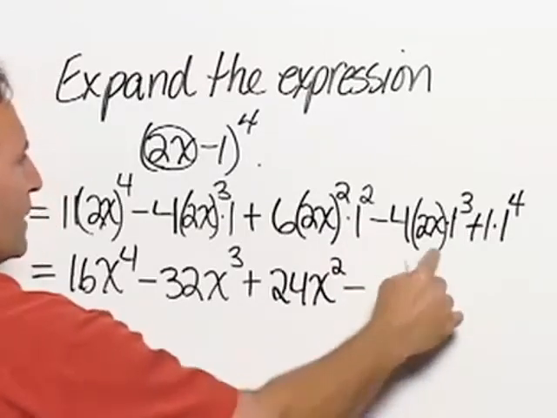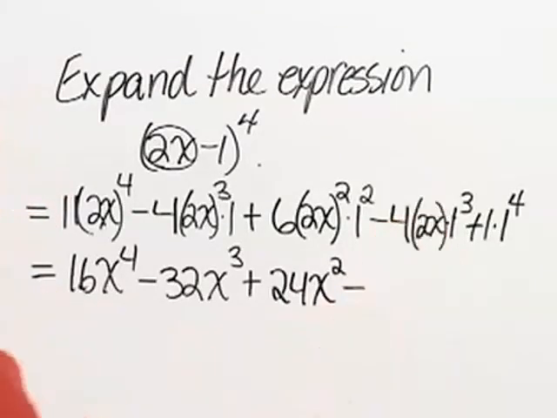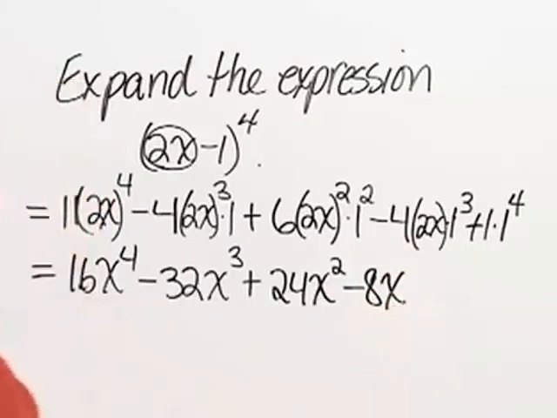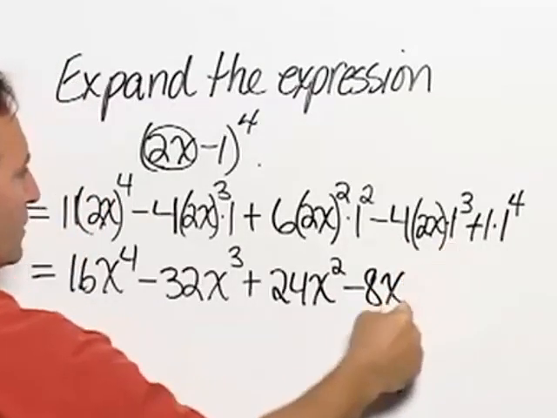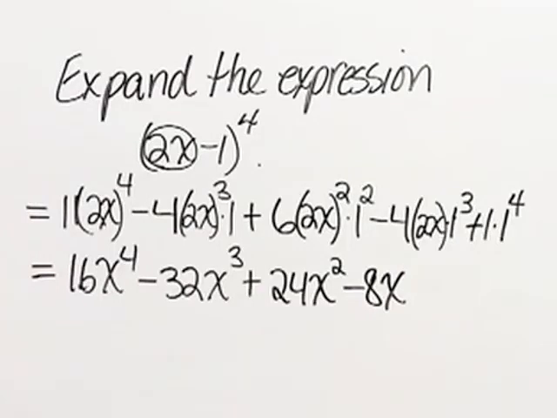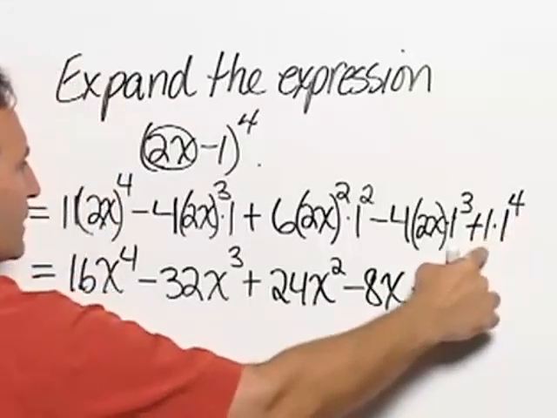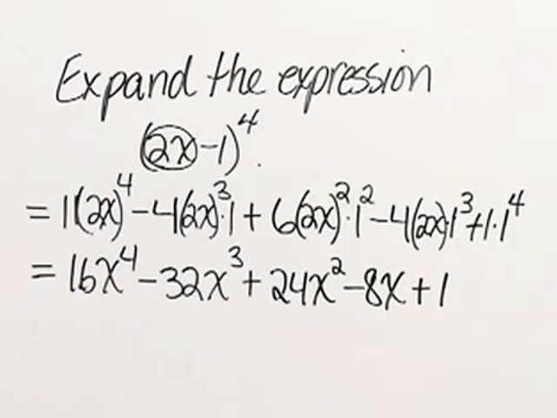Minus 2x is just raised to the power of 1, so we multiply that by 4, and we get minus 8x. And again, times the 1 cubed, it remains 1. And then the last term, even though we raise 1 to the power of 4, it's just 1 times 1, which is 1. So this is the expansion of that binomial.